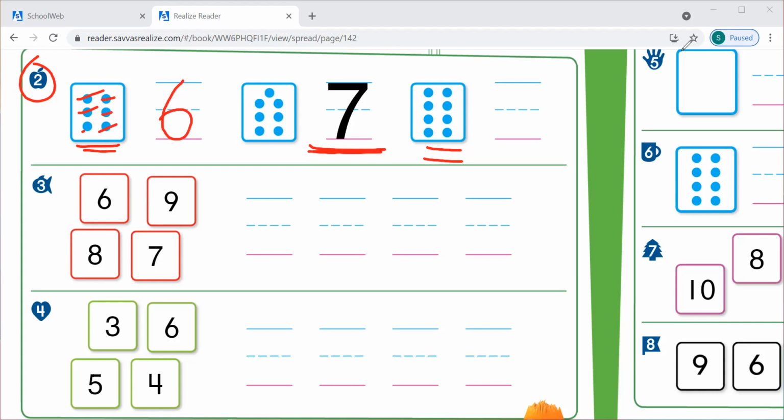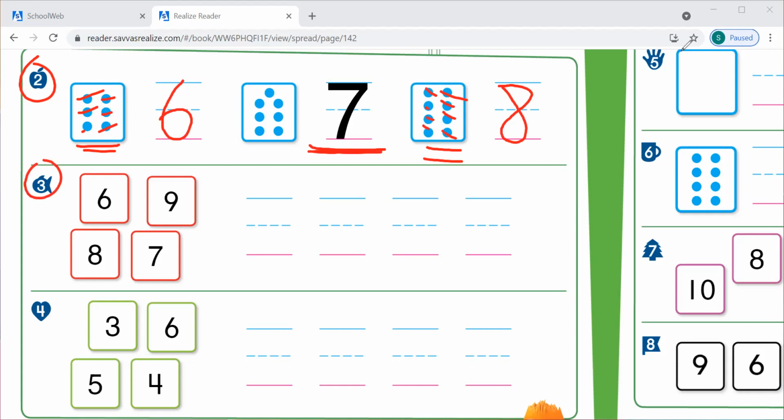Let's count the dice over here. 1, 2, 3, 4, 5, 6, 7, 8. And we know that 8 is 1 greater or 1 more than 7.